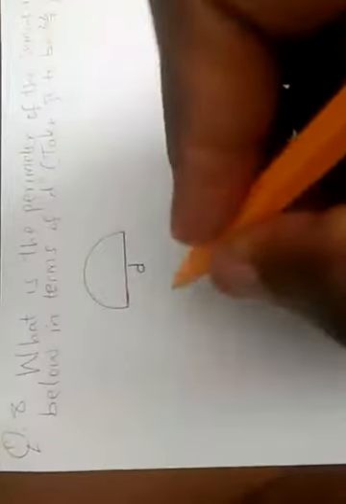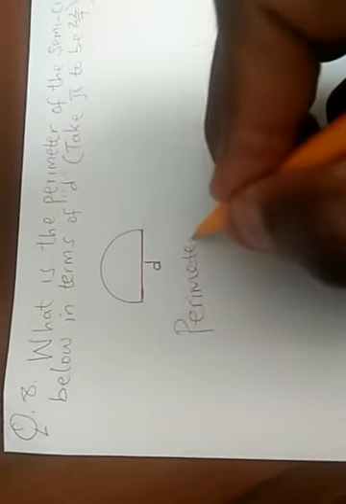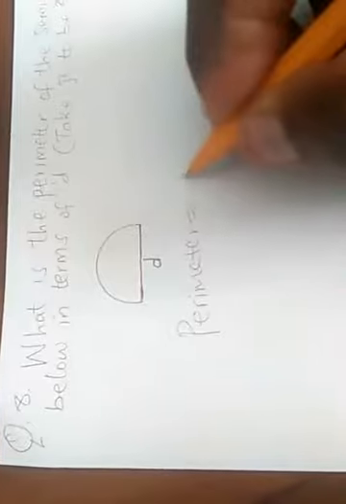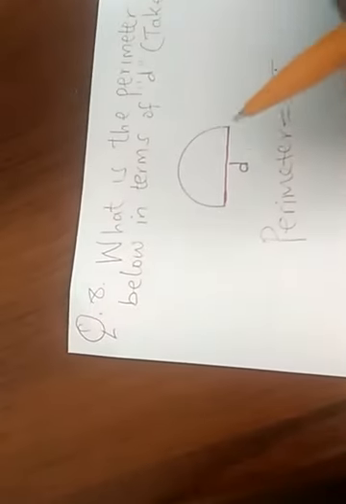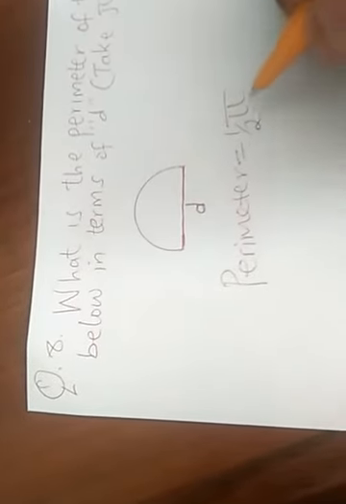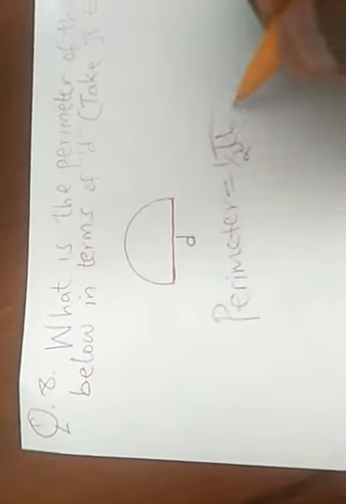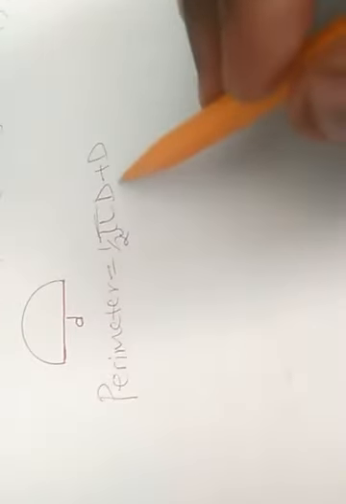So what you need to do here, first of all, is apply the formula. The perimeter of a circle is always equal to pi d or 2 pi r. Since it is a semicircle, the perimeter equals a half pi d, then plus d. So the perimeter of a semicircle equals a half pi d plus d.